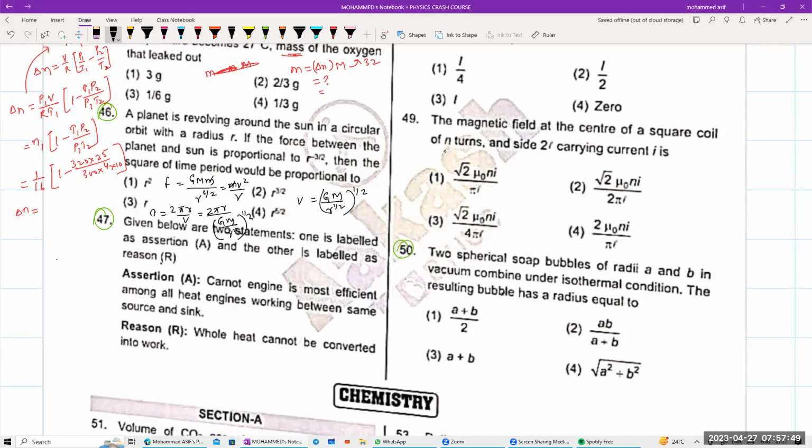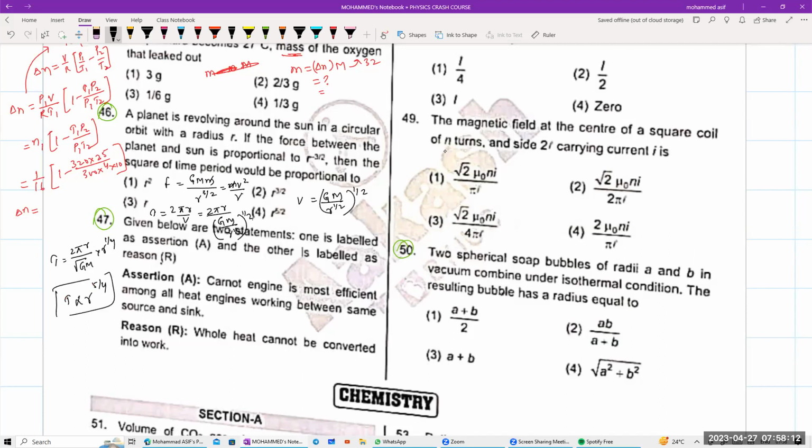इसको मैं सिंप्लीफाई कर रहा हूँ, तो T = 2π r / √(GM) × r^(1/2). मतलब रूट मतलब 1 by 4, मतलब T is directly proportional to r to the power of 5 by 4, because it is 1 plus 1 by 4, 5 by 4.